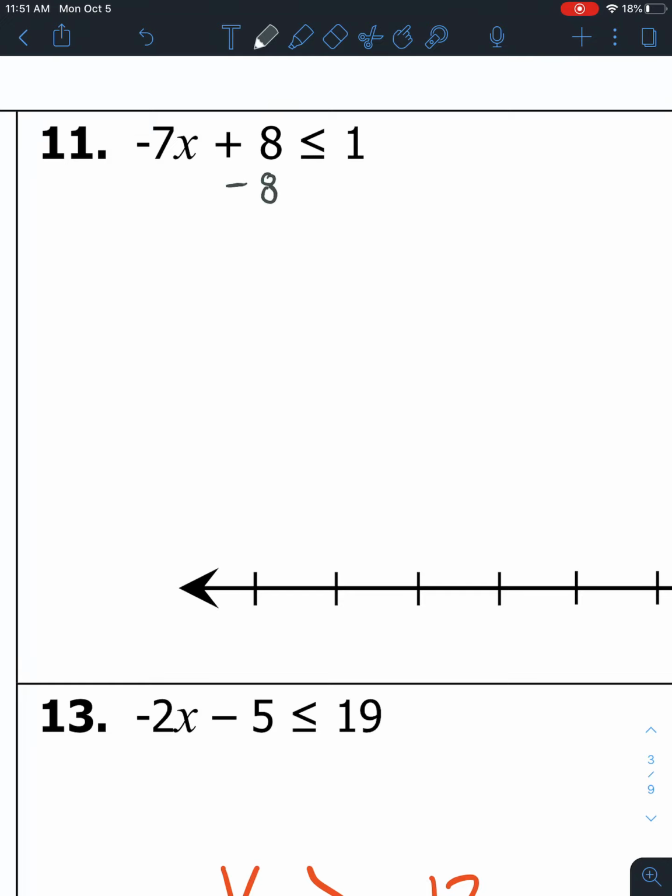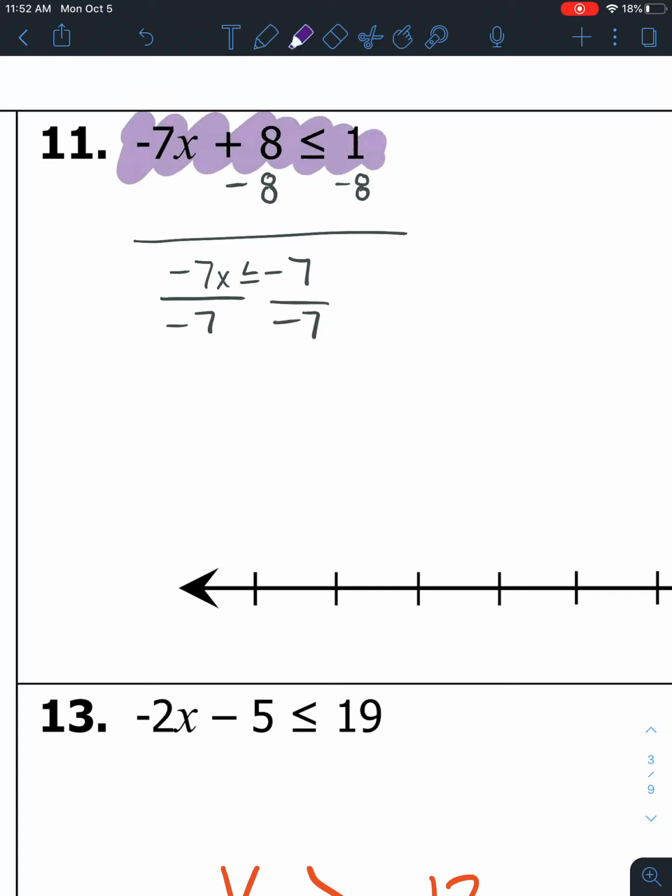So, again, exact same steps, minus 8 from both sides. So that gives you negative 7x is less than or equal to negative 7. Here I'm going to divide by negative 7. And I'm going to highlight this question and the fact that I just divided by a negative. That's going to remind me, hey, flip that sign. All right, so that gives me x. Got to flip it, so now it's going to be greater than or equal to, and that'll be a 1.